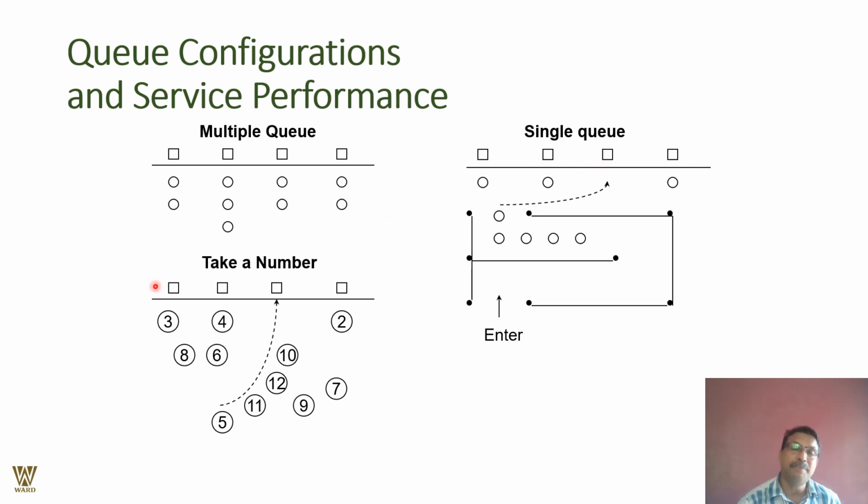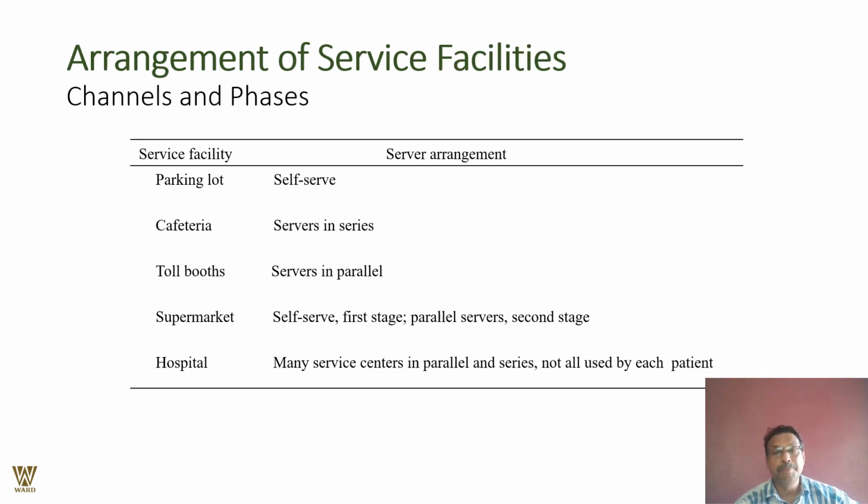Or we can have a take-a-number system where you sit around. Probably there are no queues at all. A number is flashed on your digital display, and as per it, the counter number is shown, and the customer walks out to that particular vendor or employee. So it depends upon the queuing arrangement of service facilities, the channel, the phases. We'll talk about the parking lot. It can be self-service.